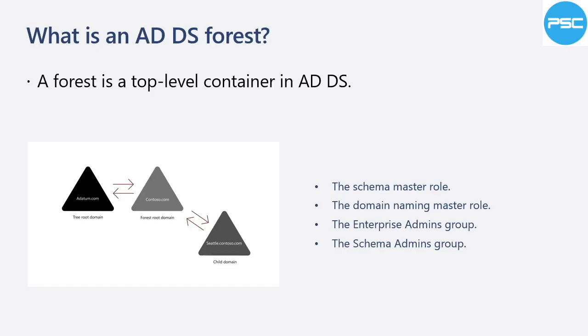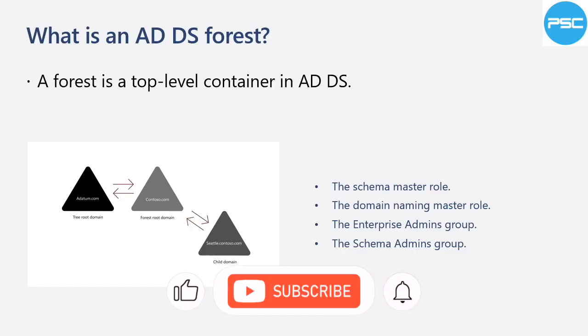The forest is also the replication boundary for the global catalog. The global catalog makes it possible to find objects from any domain in the forest. Typically, an organization creates only one forest. The following objects exist in each domain, including the forest root: the RID master role, the infrastructure master role, the PDC emulator master role, and the domain admins group.